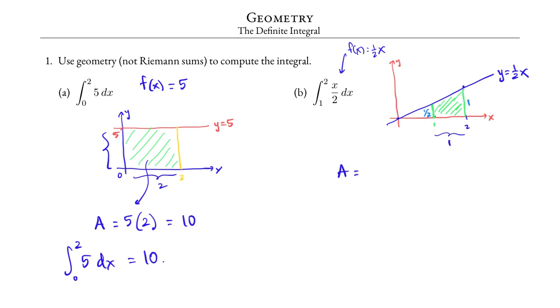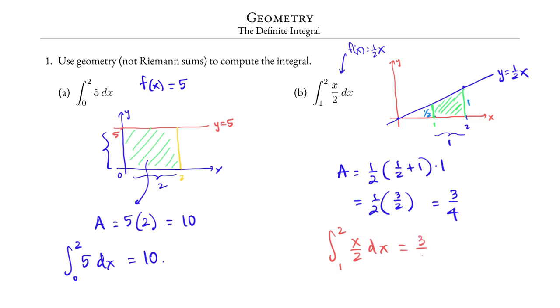The area of the trapezoid is 1/2 times base 1 plus base 2, times the height, which is 1. And so we have 1/2 times 1/2 plus 1, which is 3/2, times 1/2. So the answer is 3 over 4. We conclude that the integral from 1 to 2 of x over 2 dx equals 3 over 4. Alternatively, we can find the area of the big triangle, subtract the area of the smaller triangle, and we will get 3 over 4 as well.